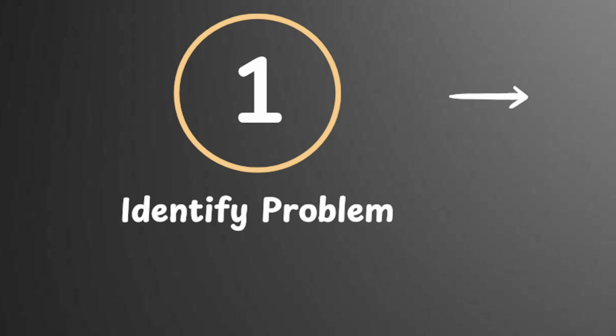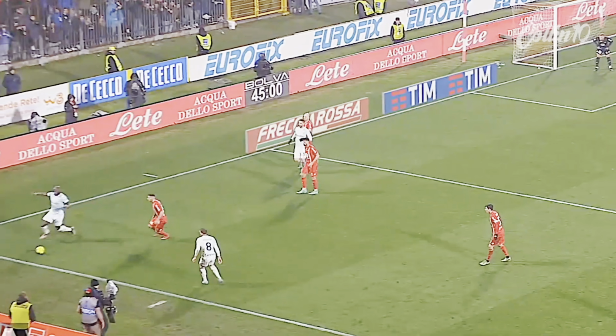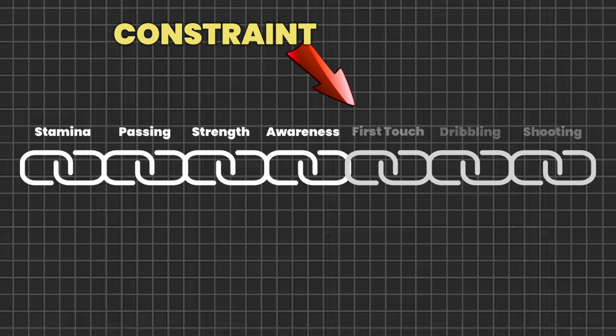Step one, identify a problem. Like in business where they want to find the biggest point of constraint, find that for your game. Let's say you're a winger and you have amazing dribbling and amazing shooting, but your first touch is off. That winger's biggest constraint is his first touch, because he's not even able to display the other skills that he has simply because his first touch is off.